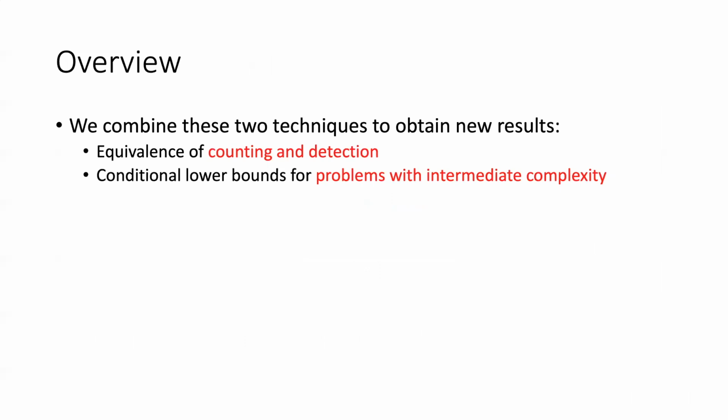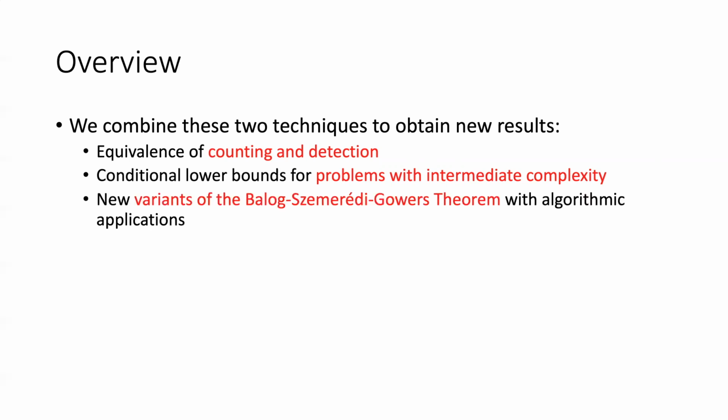Intermediate problems refer to problems whose running times become roughly n to the 2.5 when omega is 2. So the previously mentioned dominance product and equality product are both examples of intermediate problems. We also show new variants of the Bollobás-Szemerédi-Gowers theorem, and we provide algorithmic applications. These are the three main sets of results of our paper, but we also have some other results not listed here. In this talk, I will focus on the first two: equivalence of counting and detection, and conditional lower bounds for problems with intermediate complexity.